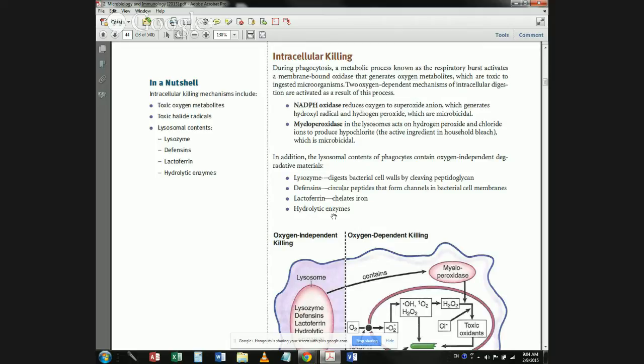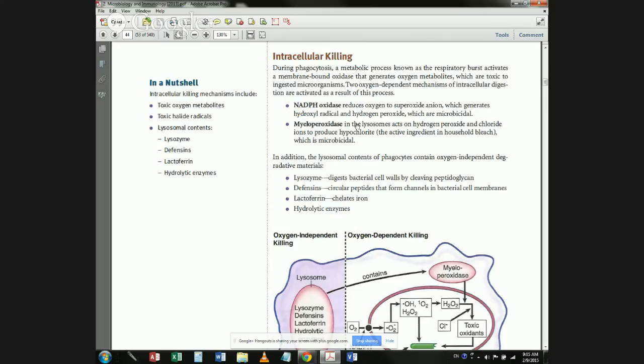In addition, the lysosomal contents of phagocytes contain oxygen-independent degradative materials. These are lysozyme, which digests bacterial cell walls by cleaving peptidoglycan. You have defensins, which are cellular peptides that form channels in bacterial cell membranes. And then you have lactoferrin, which chelates iron, and hydrolytic enzymes, obviously, that will break things up using water. So lysozyme cleaves peptidoglycan. Defensins make little holes inside the bacterial cell membranes. And lactoferrin chelates iron. And obviously you have hydrolytic enzymes.